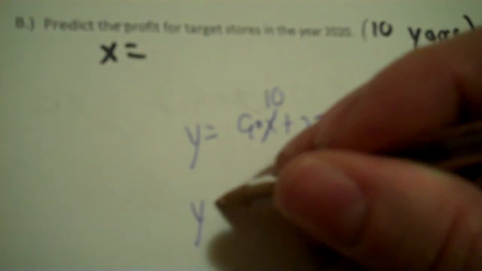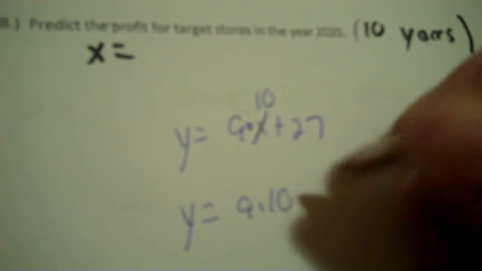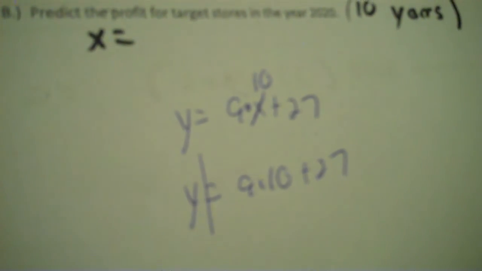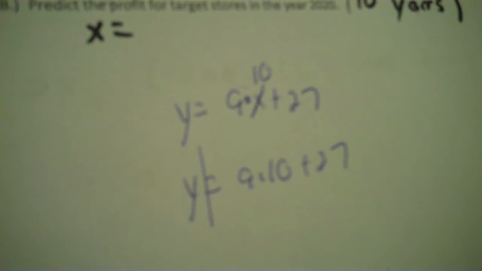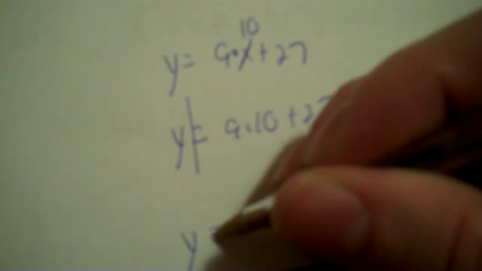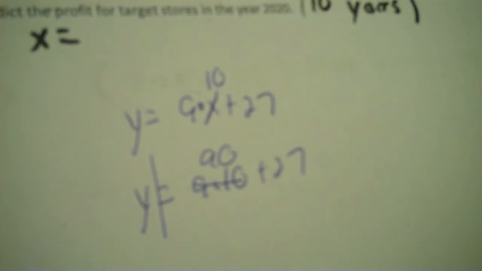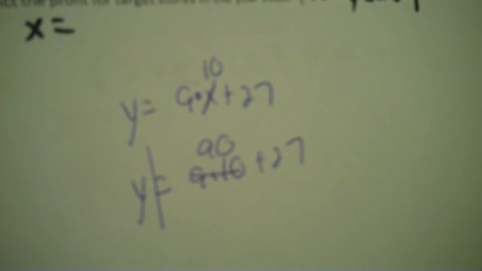So put a times dot, 10. Y equals 9 times 10 plus 27. Now, does the y have anything with it, any operations on its side? No, it does not. So I write it down, and I times to get 90, and then I add 27, which is 117. Okay. So 117, put million behind it.